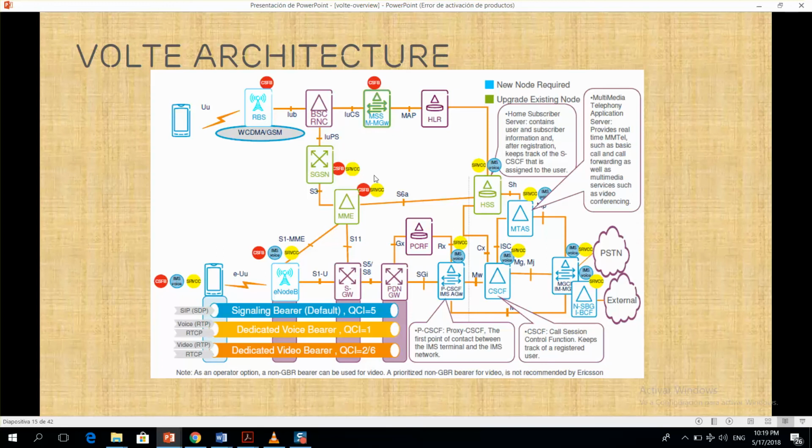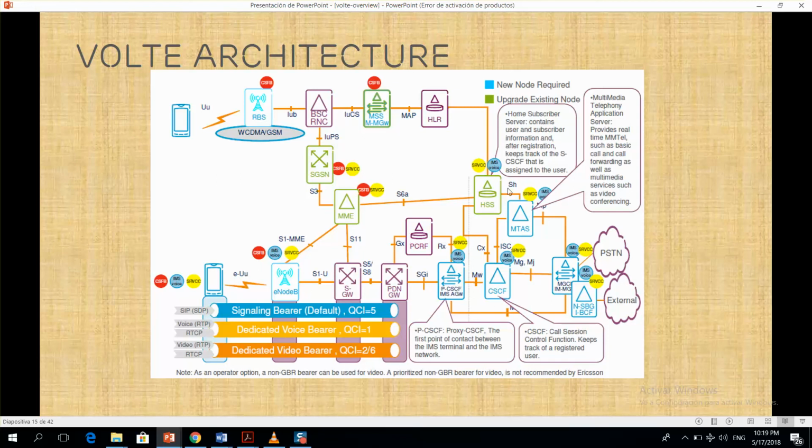And you have the interfaces. The yellow interfaces are the ones used for SRVCC, and the nodes involved are highlighted. Rx is the interface between the PCRF and the PCSCF. Gx is the interface between the PCRF and the packet gateway. Take notes. We are going to discuss these interfaces when we get into the details of VoLTE.